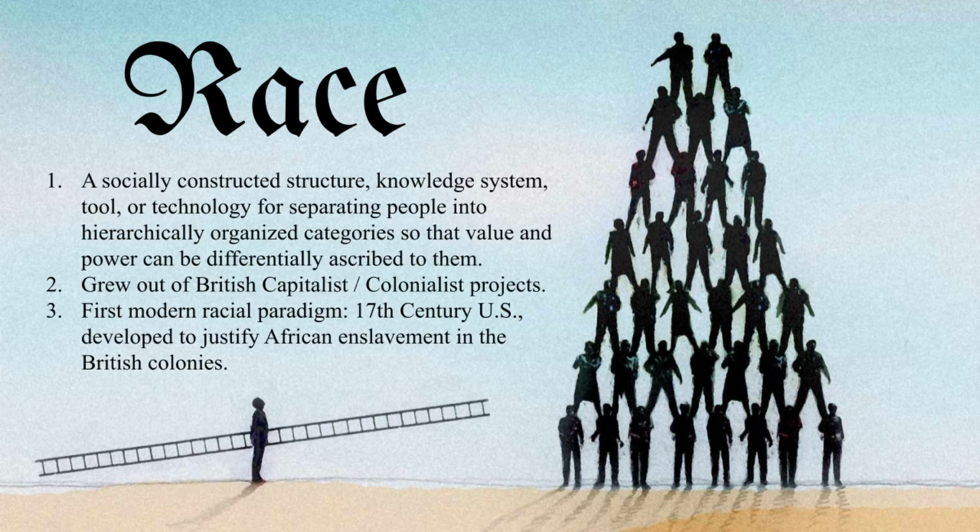Race is a socially constructed structure, knowledge system, tool, or technology, depending on who you ask, for separating people into hierarchically organized categories so that value and power can be differentially ascribed to those groups. Our modern concept of race grew out of British capitalist and colonialist projects, and the first modern racial paradigm, according to historians and sociologists, was in the 17th century United States, which was developed to justify African enslavement in the British colonies. So if race is a tool, how is it used?